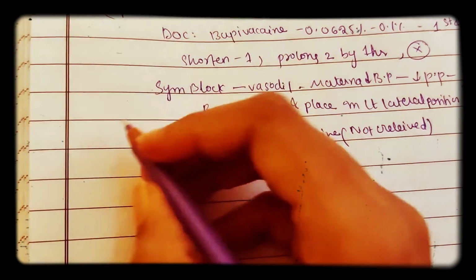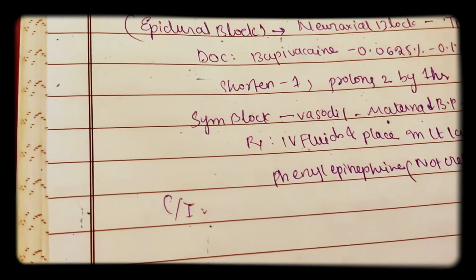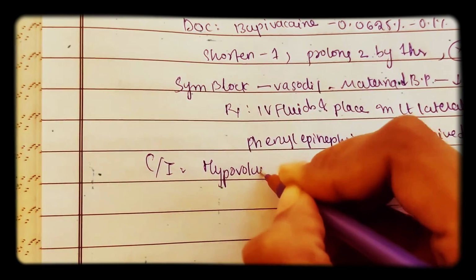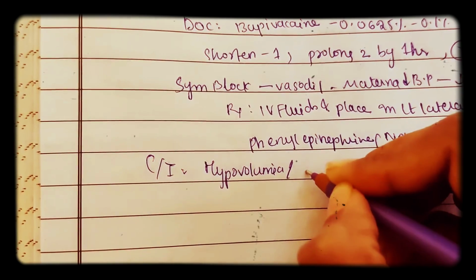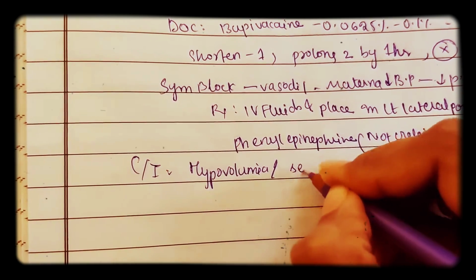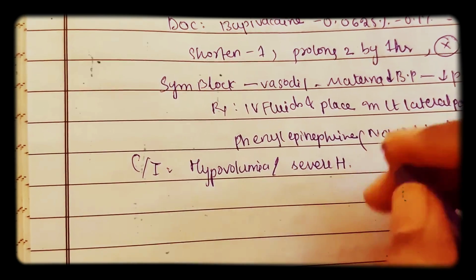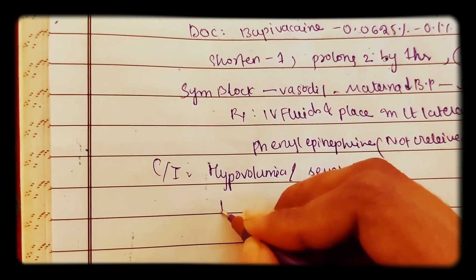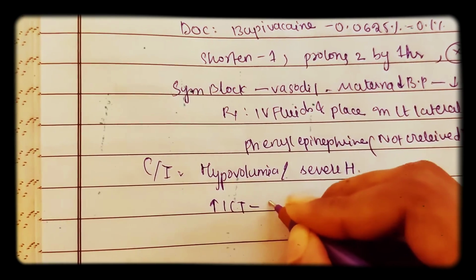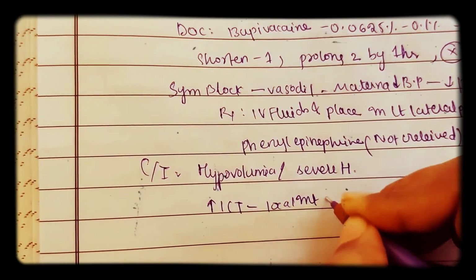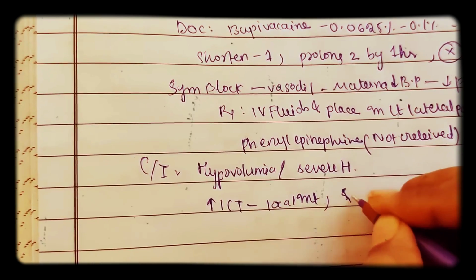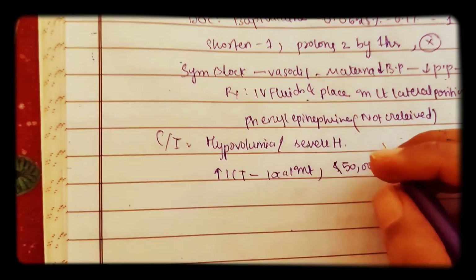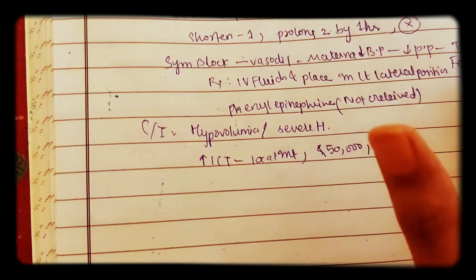So now coming to contraindications. Contraindications are like hypovolemia. If the patient already has hypovolemia and you are doing painless delivery, then it will lead to further hypotension. And whenever there is severe hemorrhage, we should never do this. In these both conditions, it is an absolute contraindication. Okay, so whenever there is increased ICT or local infection or any severe thrombocytopenia, like less than 50,000, and fixed cardiac output, all these are relative contraindications. Relative means sometimes you can use, sometimes you do not use.